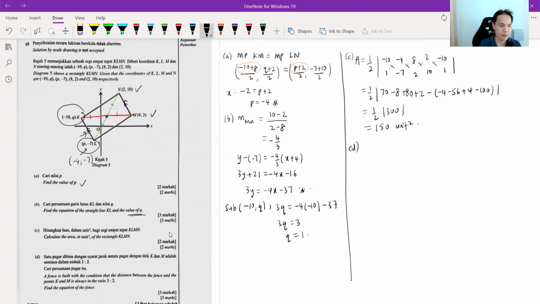Okay, next one, D. A fence is built with the condition that the distance between the fence and point K, M is always 3 to 2. Point K, M, 3 to 2. So it's an equation of locus.